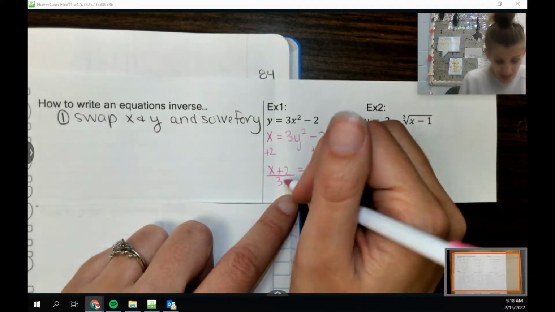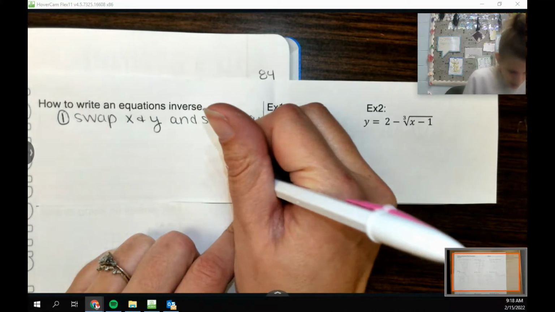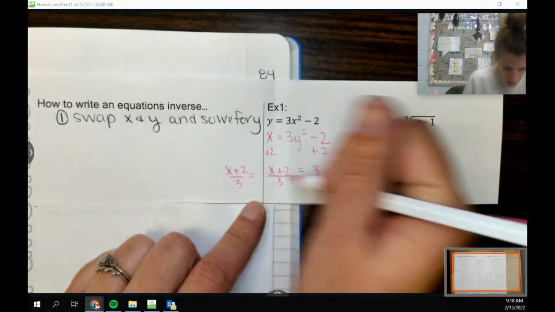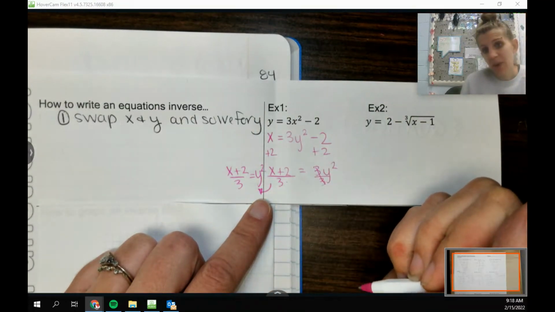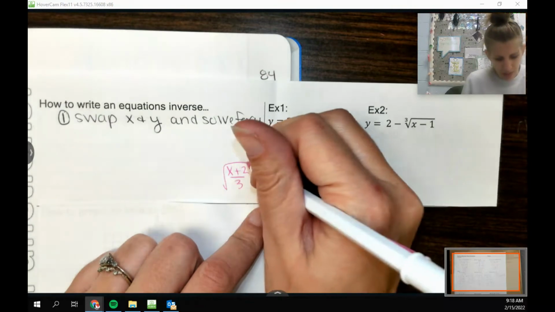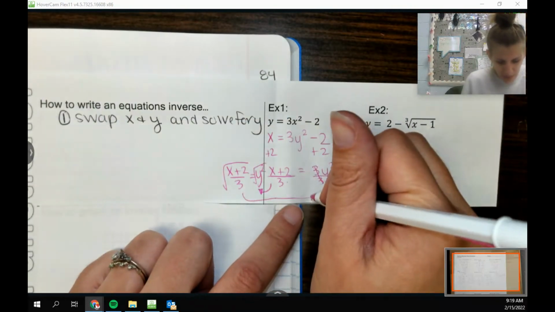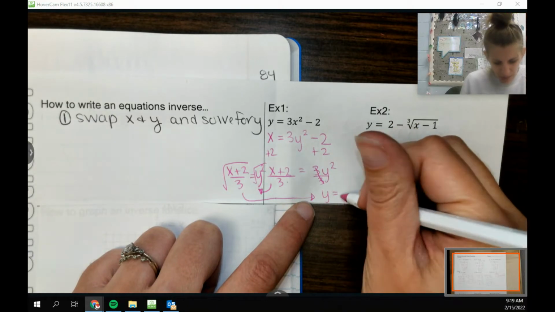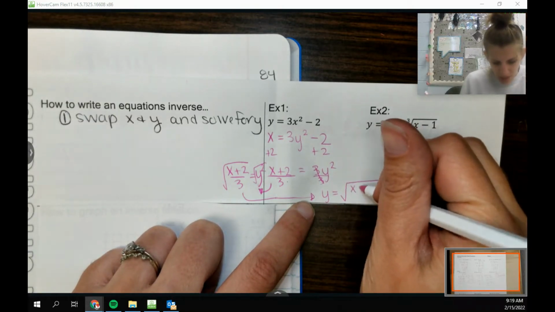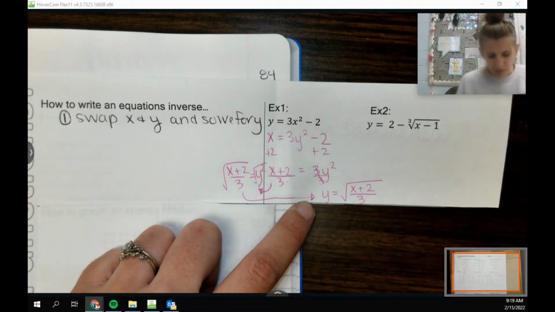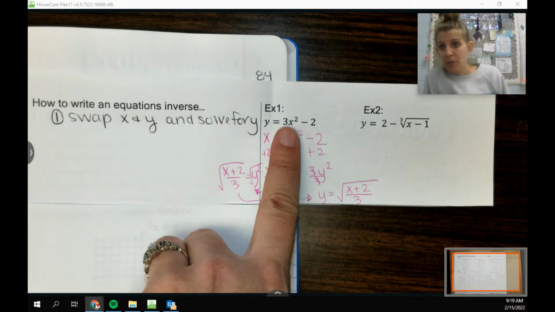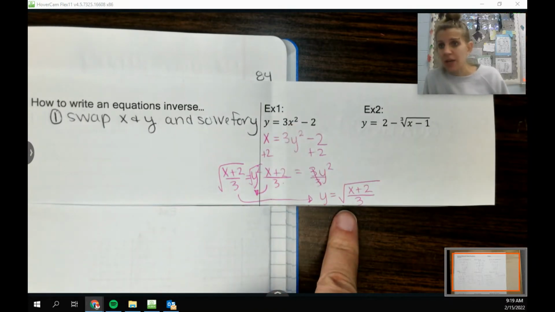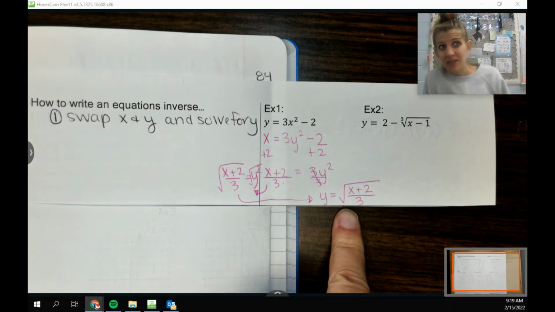Oh my gosh, I might have to squeeze this in. So I'll just rewrite it over here: x plus 2 divided by 3 equals y squared. And then the last thing I have to do to get y all by itself is take the square root. So my final answer, sorry, moving back and forth here, is y equals the square root of (x plus 2) all over 3. If I think about these two functions, this one is a parabola, this one is a hook. And both those things are functions. Kind of.